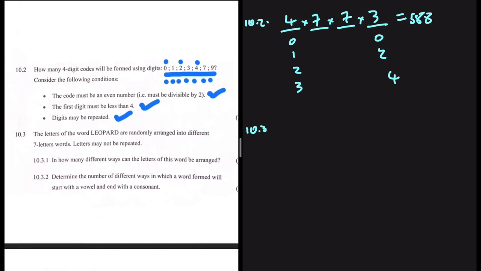The letters of the word leopard are randomly arranged into different 7 letter words. Letters may not be repeated. And then the first question, 10.3.1, in how many different ways can the letters of this word be arranged?